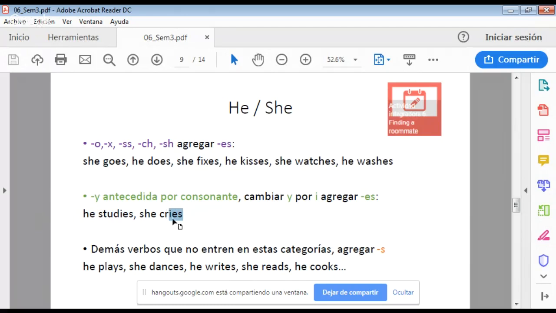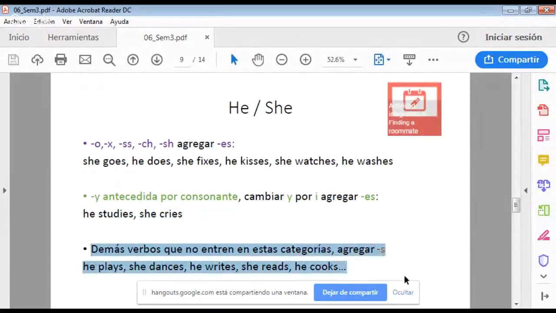Cries. Cry, el verbo llorar, termina en Y. Como la Y es antecedida por una consonante que es la R, entonces la Y se cambia por I latina y agregamos ES. Y se convierte en she cries. Estas son las dos únicas reglas. Si tenemos verbos que no entran en ninguna de estas dos categorías, entonces nos vamos a esta tercera, que abarca la mayor parte de ellos.